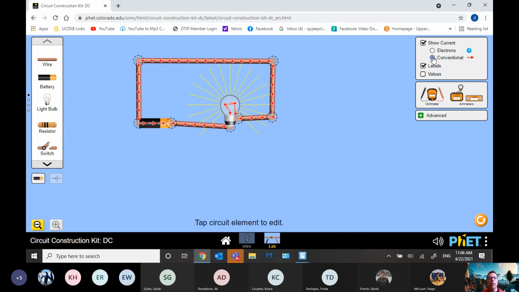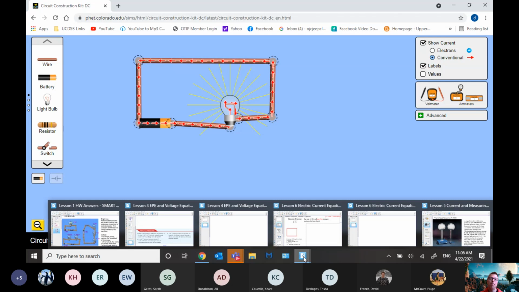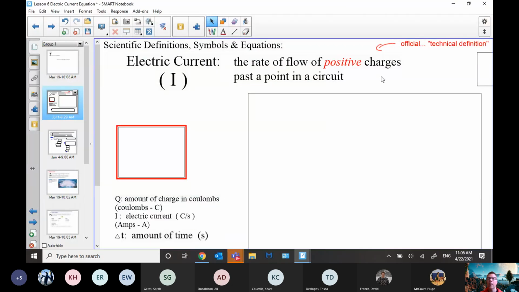Before people knew about the structure of the atom and that it was actually electrons going around, they basically took a guess and said, well, it's positives flowing around in a circuit. Centuries literally of work and development of equipment and schematic diagrams, however you want to think of it, right? There's all this work done based on the idea of flow of positive charges. And so they stuck with it. Yeah, it just seems kind of ridiculous, I know, but the rate of flow of positive charges past a point in a circuit is the technical definition of electric current.